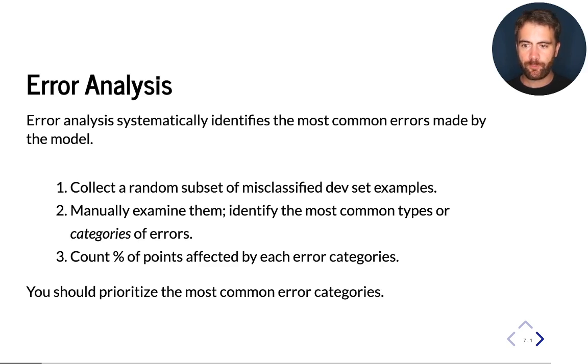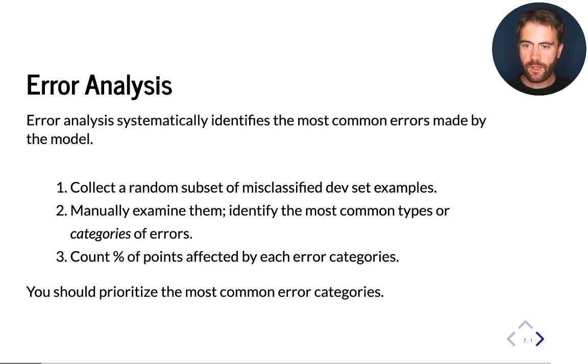of samples from your development set where the model is making errors. For example, it could be making misclassification errors. And then you go manually through these errors, and you examine them, and you try to identify patterns in the errors that you're seeing. And you try to identify common types or common categories of errors. And once you have a sense of what the common types of errors are, then you count how many of these misclassified dev set examples belong to each of the error categories.